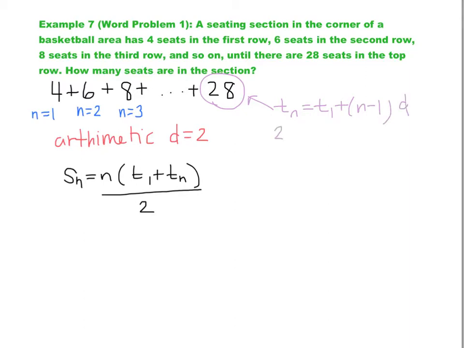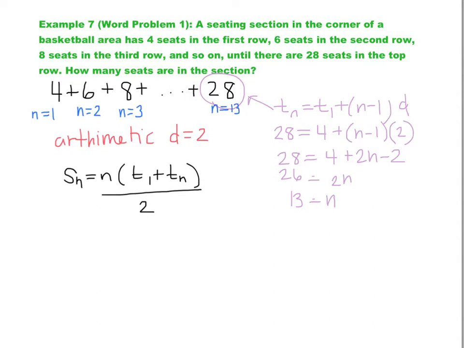So Tn is 28. That's the last number of seats in the last row. The term in the nth position, then T1 is 4, n minus 1, and our d we said was 2. So now I can solve this. 28 equals 4 plus 2n minus 2, and then I get 2n equals 26, or n is 13. Ooh, so it's supposed to be an n. There we go. So this is the 13th term.